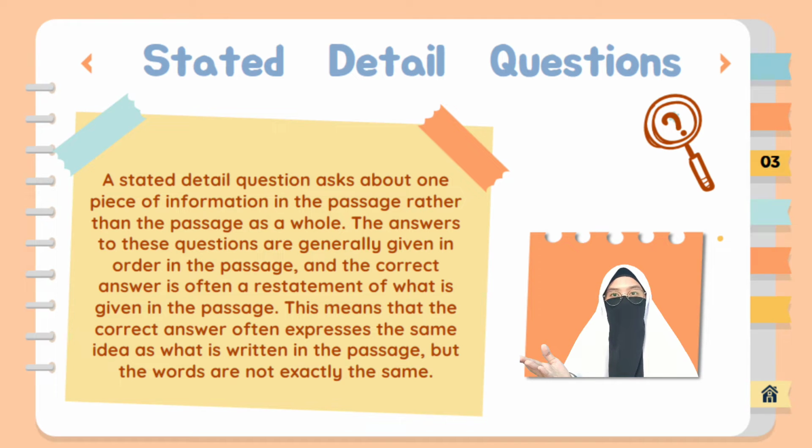What do you know about stated detail question in the TOEFL test? A stated detail question asks about one piece of information in the passage rather than the passage as a whole. The answers to this question are generally given in order in the passage, and the correct answer is often a restatement of what is given in the passage. This means that the correct answer often expresses the same idea as what is written in the passage, but the words are not exactly the same.